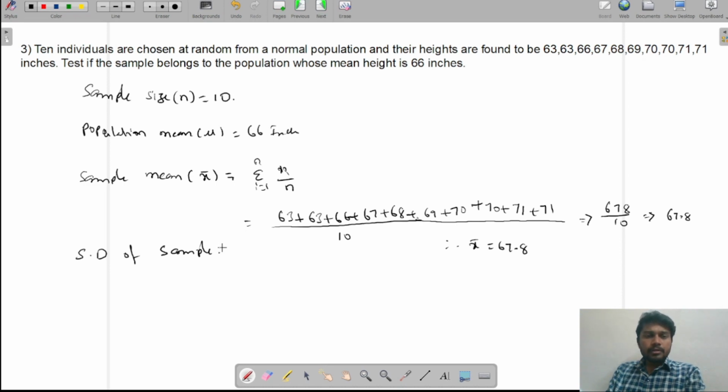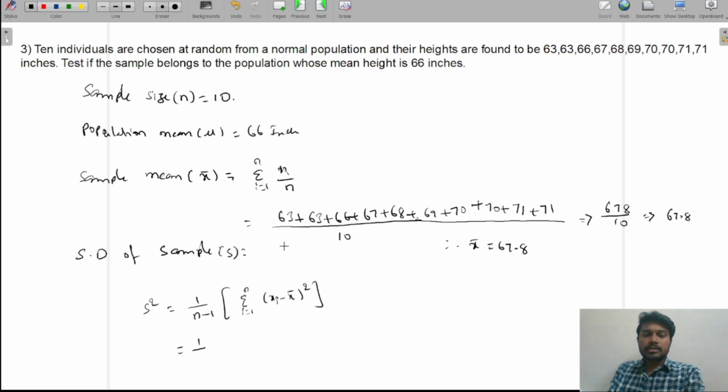Now we will find the standard deviation of the sample, which will be denoted by s. Before getting the standard deviation, we have to find the variance, which we saw in the previous lecture with replacement and without replacement. So s square equal to 1 by n minus 1 times summation i equal to 1 to n of xi minus x bar whole square.